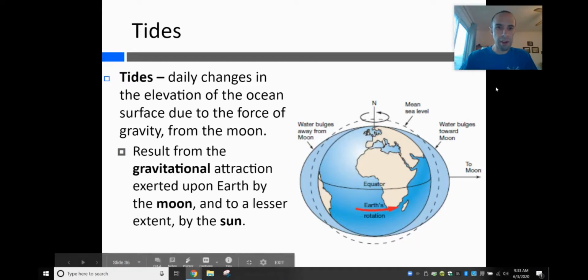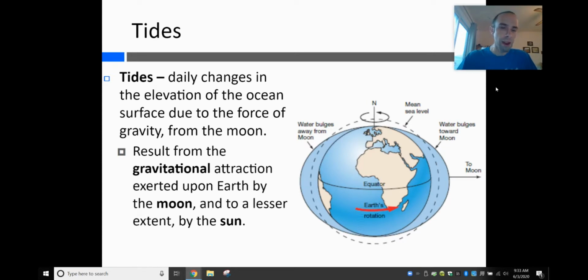Hi guys. Today we're going to finish off our moon lessons by talking about tides. Tides can be a really tricky concept because there's a lot of physics involved in the way they actually work. I'm going to show you a quick clip in a second to show how complicated it can be. But the big thing you need to know is that every day there are changes in the elevation of the ocean, which are caused primarily by the force of gravity from the moon.